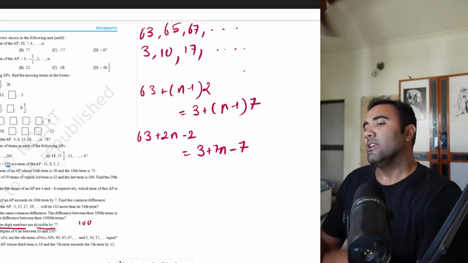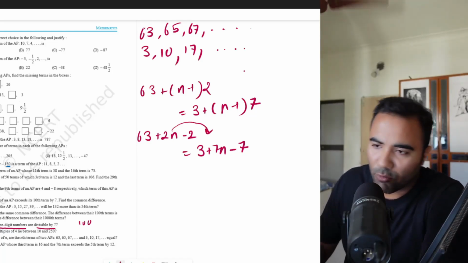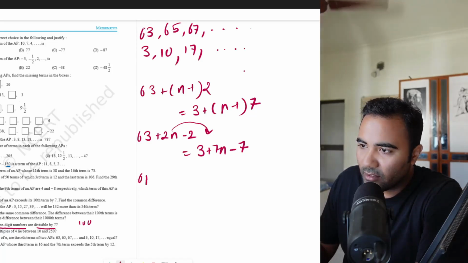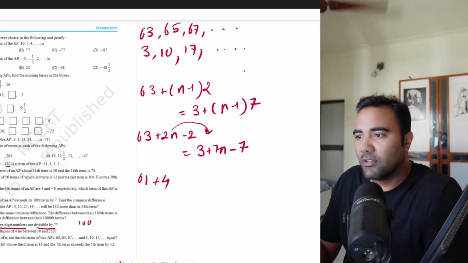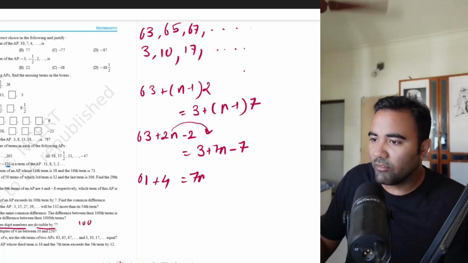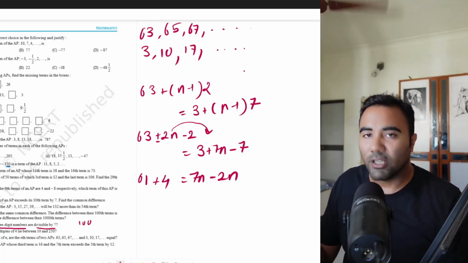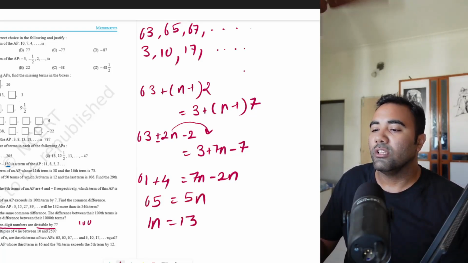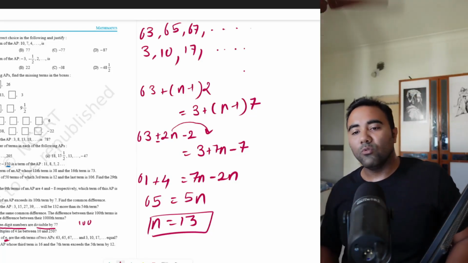So far so good. Now simply bring all the like terms together. 2n goes here, rest of the numbers come over here. 63 minus 2 is 61. 3 minus 7 is minus 4, and minus 4 when it changes side becomes plus 4. That is equal to 7n minus 2n, because 2n was positive over here, when it changes side it becomes minus. So 61 plus 4 is 65, equal to 5n. So n is equal to 13, since 13 times 5 is 65. So the value of n for which the nth terms are equal is n equal to 13.